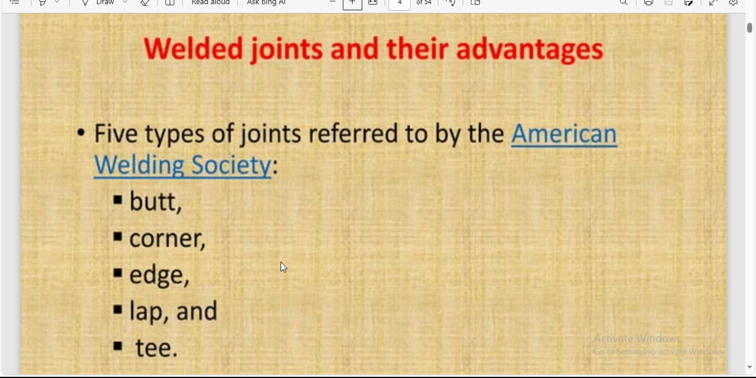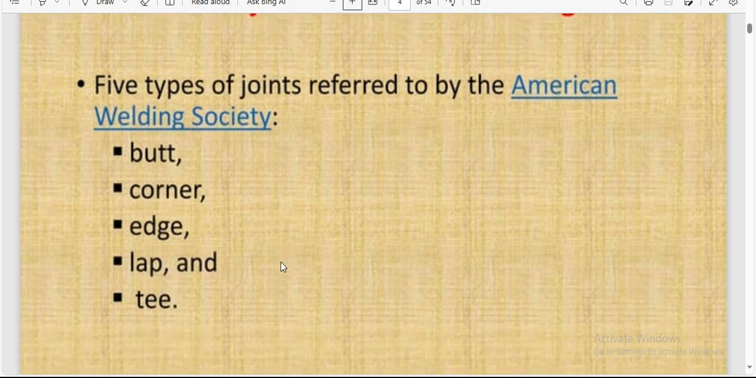There are five types of joints referred to by the American Welding Society, AWS. According to AWS, welding joints are classified into five main types: butt joint, corner joint, edge joint, lap joint, and T joint. Those five types of joints are based on their shape.